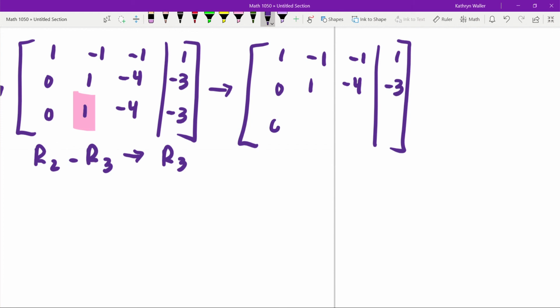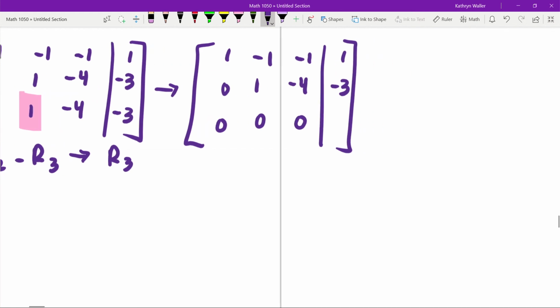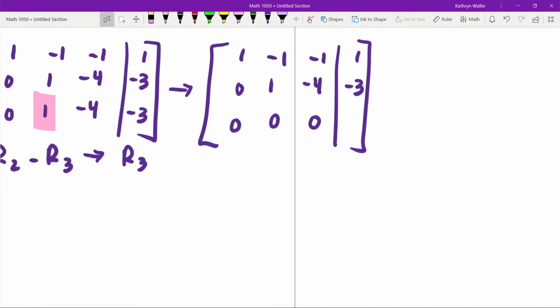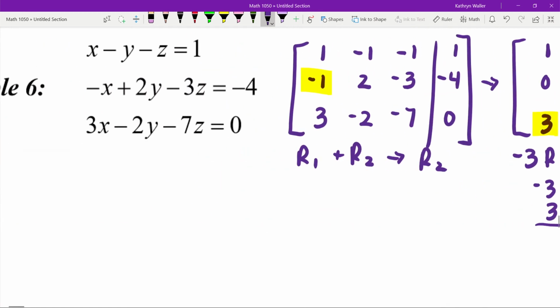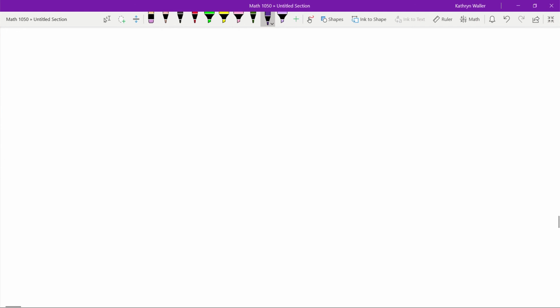0 minus 0, 0. 1 minus 1, 0. Negative 4 minus a negative 4, that's negative 4 plus 4, which is a 0. Negative 3 minus a negative 3, that's a negative 3 plus 3, which is a 0. I want you to write down 0 equals 0. That's what that means. What's the answer? Infinite solutions. Okay? All right, that's 6.